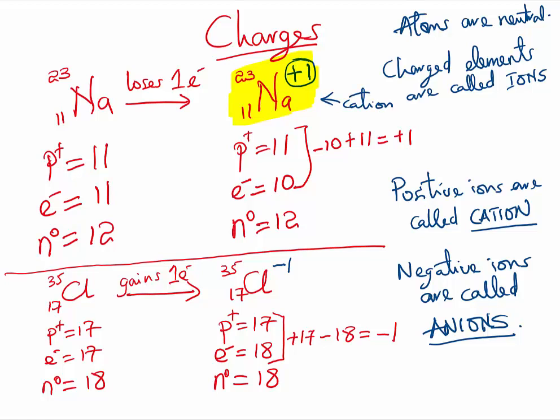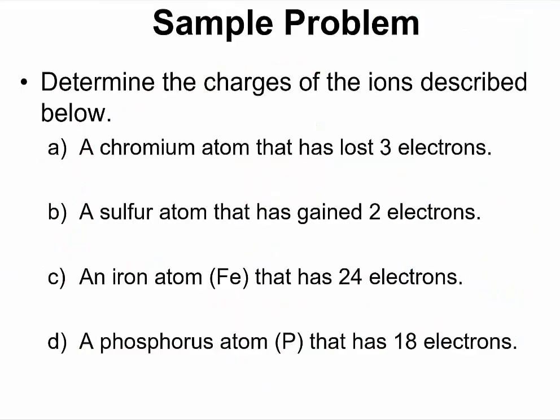And when an ion gains electrons, it becomes an anion. Let us practice with some questions on this. Determine the charges of the ions described below. A. A chromium atom that has lost 3 electrons.